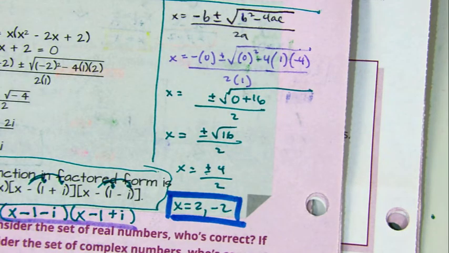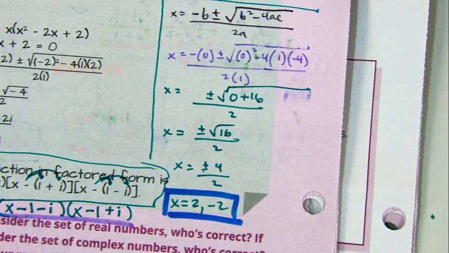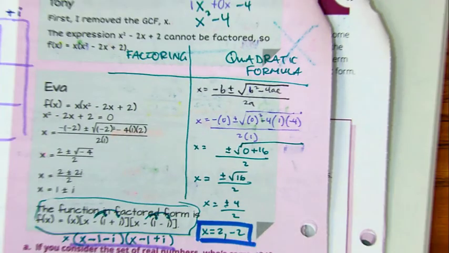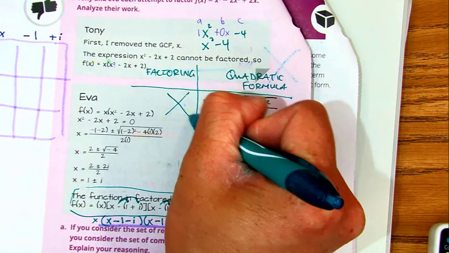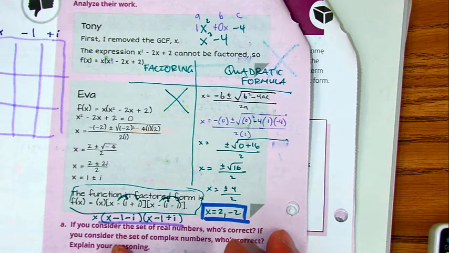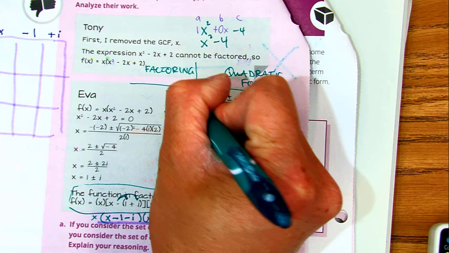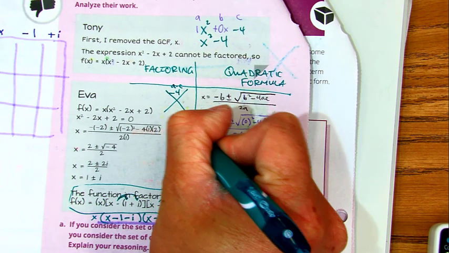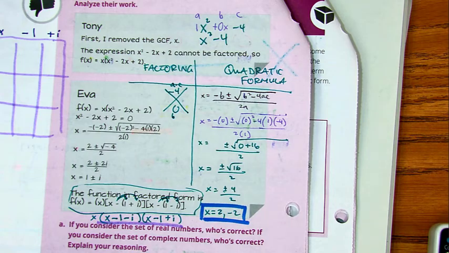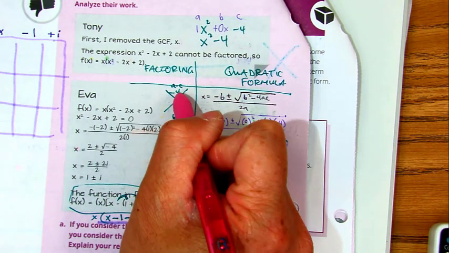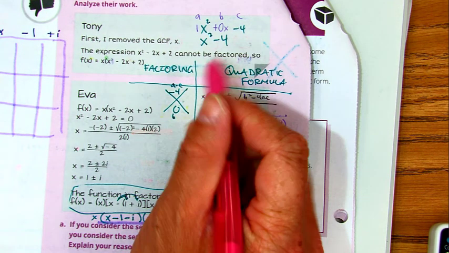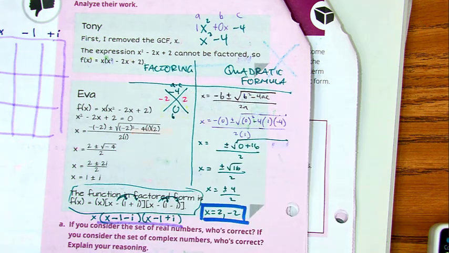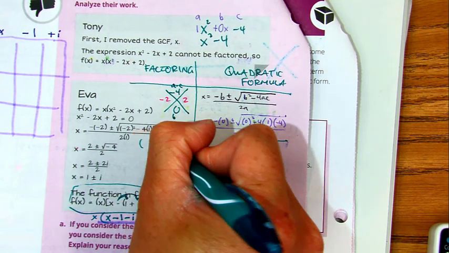Help us with factoring. Angel R. Let's try it. Angel R, what is a times c? Correct? B value? And Angel, two numbers that multiply to be negative 4 but add to be 0. Good. So if I do these.